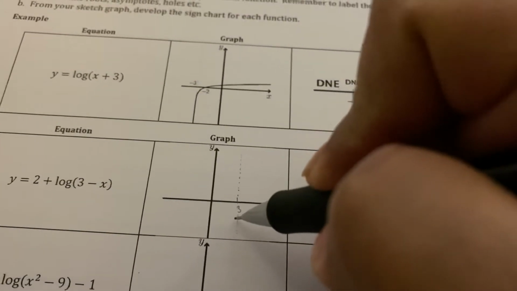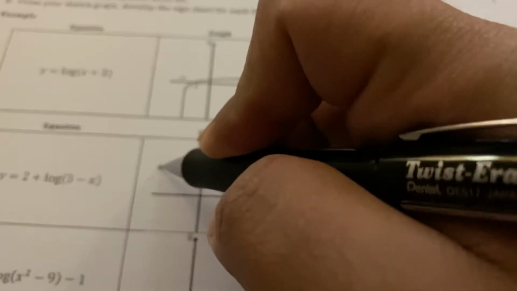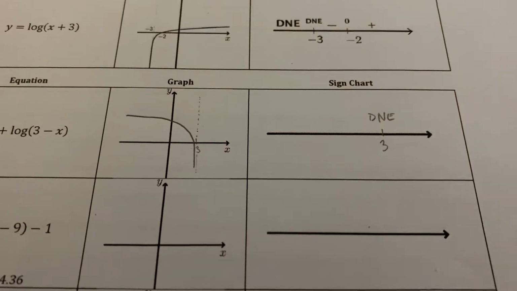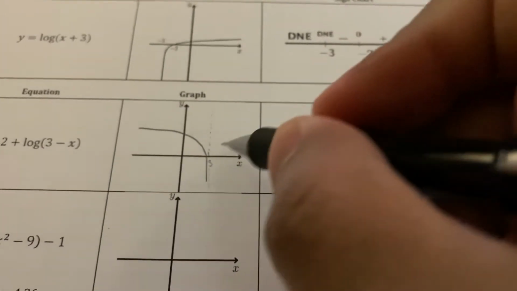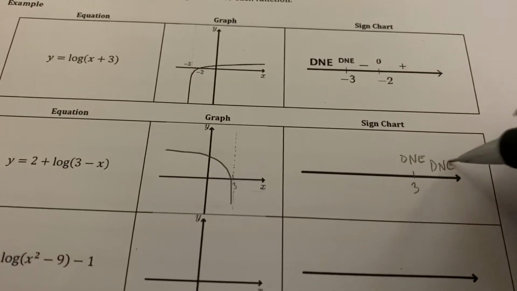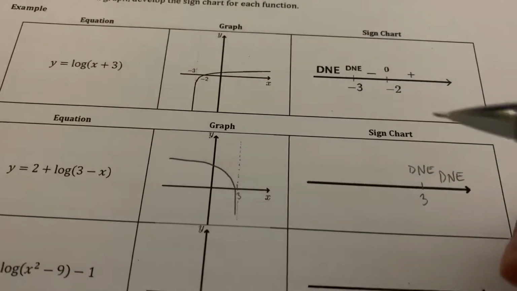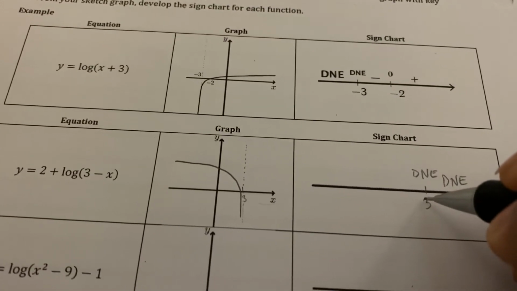Okay, then the graph is a little something like this. Okay, so it also does not exist to the right of 3. There's nothing here on the right side. Okay, then a little to the left of 3.